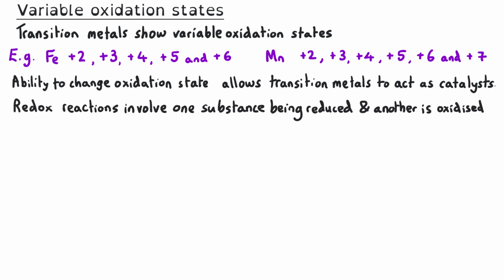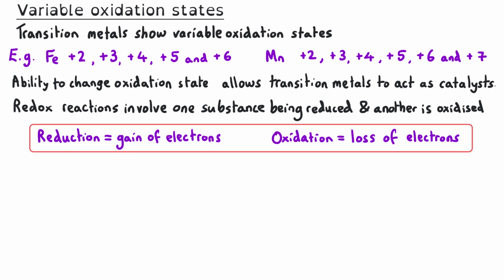Under the right conditions, transition metals readily undergo redox reactions, where one substance is being reduced and the other is being oxidized. Remember, reduction is the gain of electrons and oxidation is the loss of electrons. For example, in the presence of certain reducing agents, transition metals can readily be reduced to lower oxidation states, and excess zinc is a very effective reducing agent.